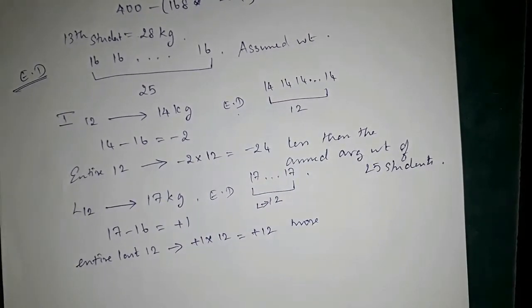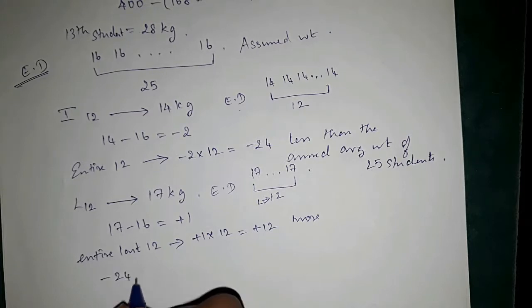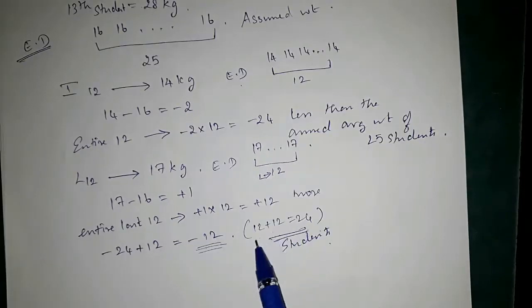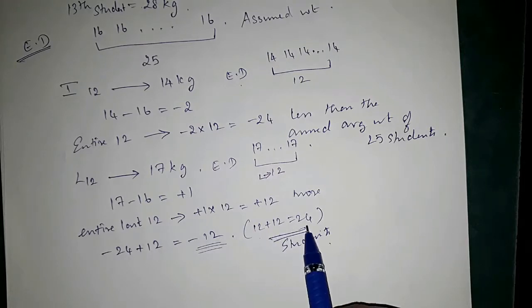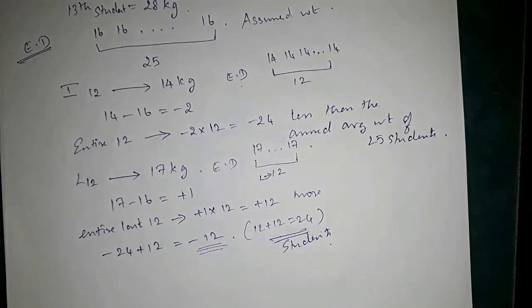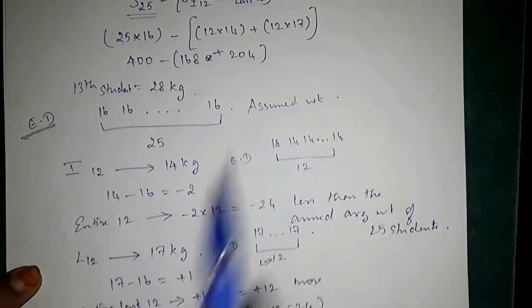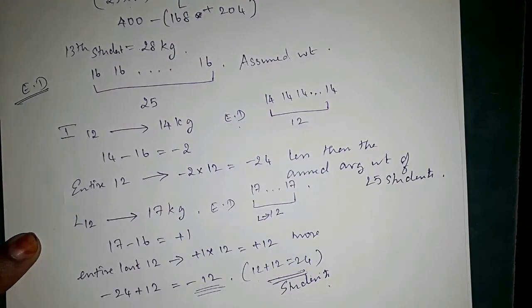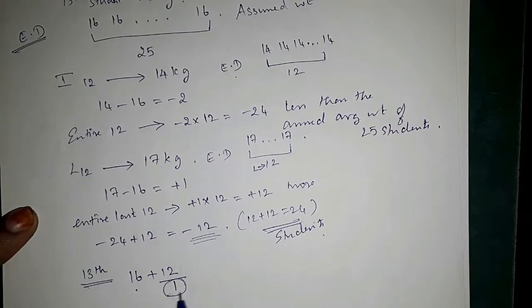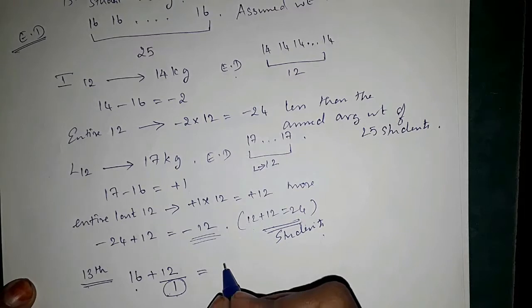According to equal distribution, on balancing we get minus 24 plus 12 equal to minus 12. These 24 students, 12 plus 12, have 12 less than the assumed average weight of the 25 students, which must be equally distributed to the remaining students. The remaining student is only the 13th student, so the 13th student should get 12 more than the assumed value. We assumed each student has a weight of 16 kg, so the 13th student has 16 kg but should get 12 more. On adding, we get 28 kg.